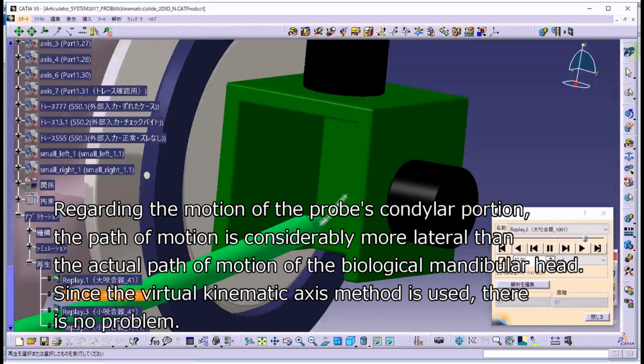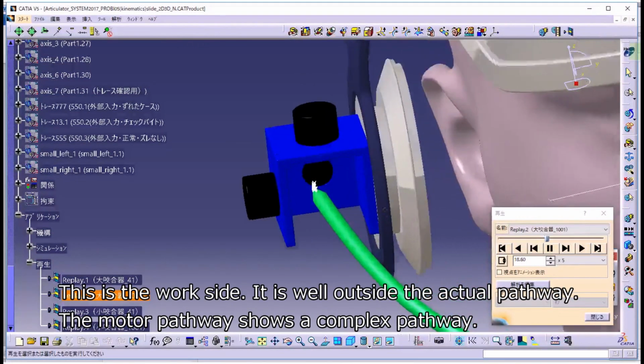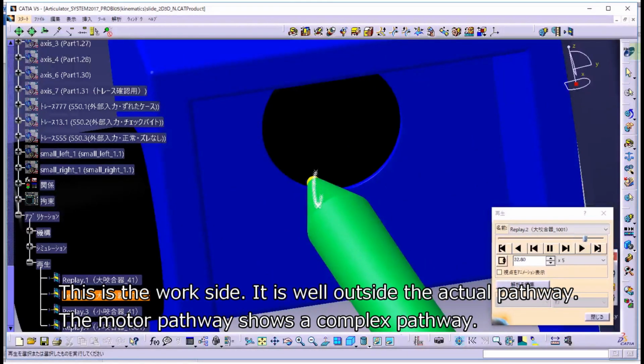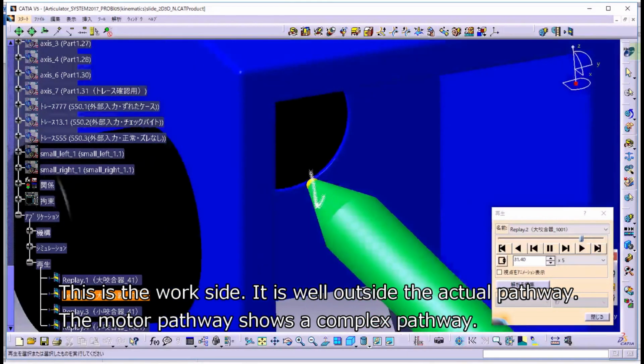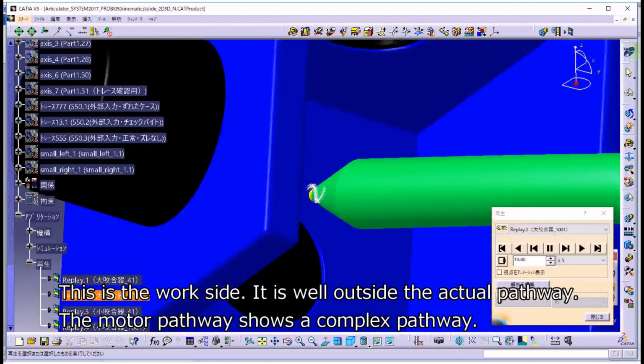Regarding the motion of the probe's condylar portion, the path of motion is considerably more lateral than the actual path of motion of the biological mandibular head. Since the virtual kinematic axis method is used, there is no problem. This is the work side. It is well outside the actual pathway. The motor pathway shows a complex pathway.